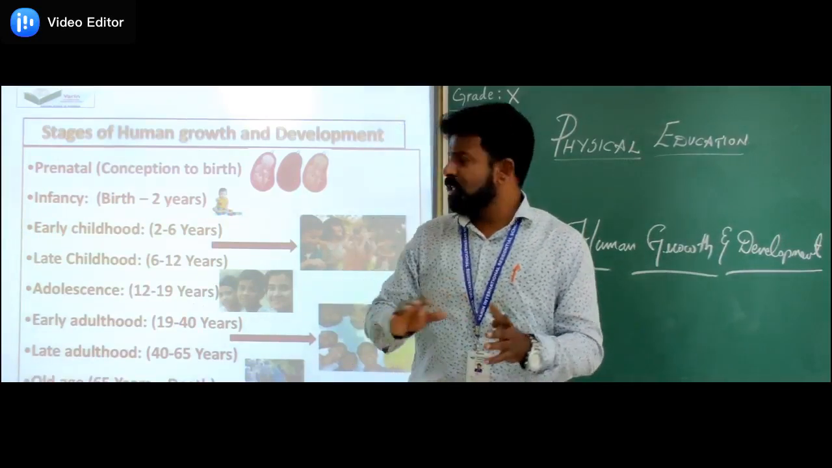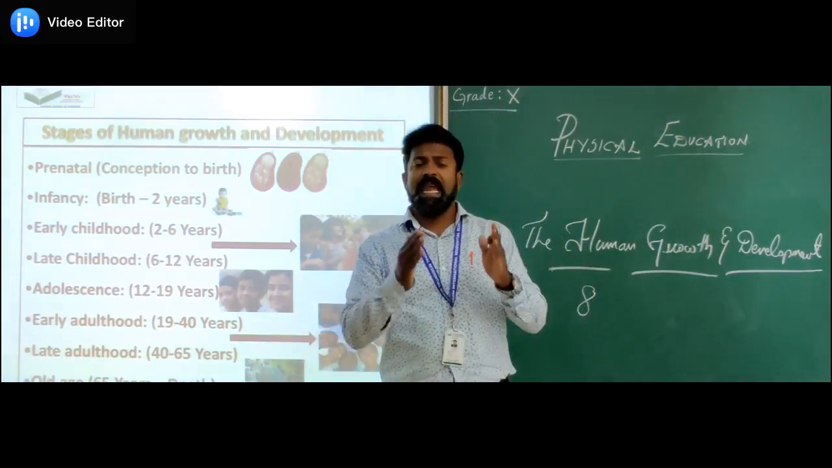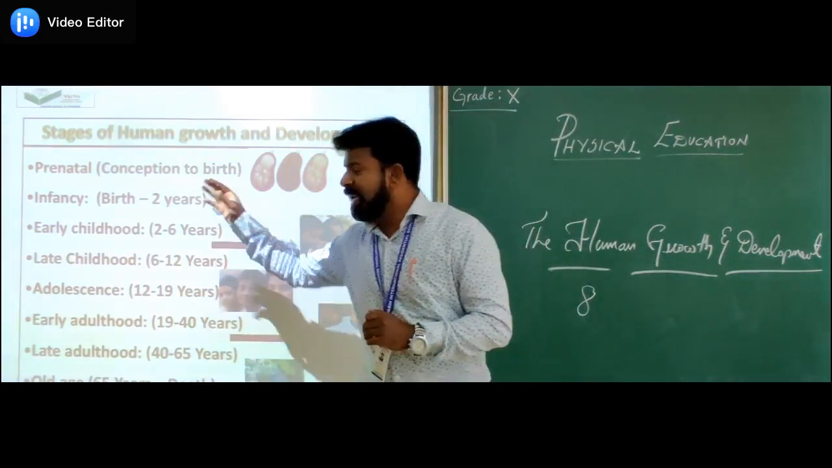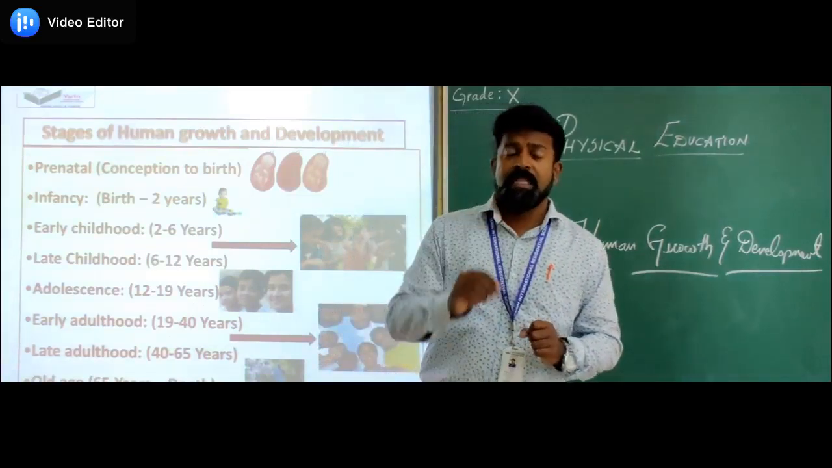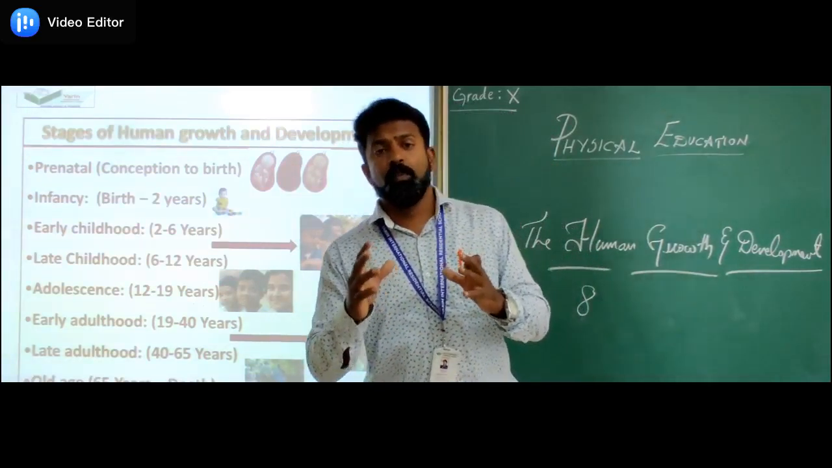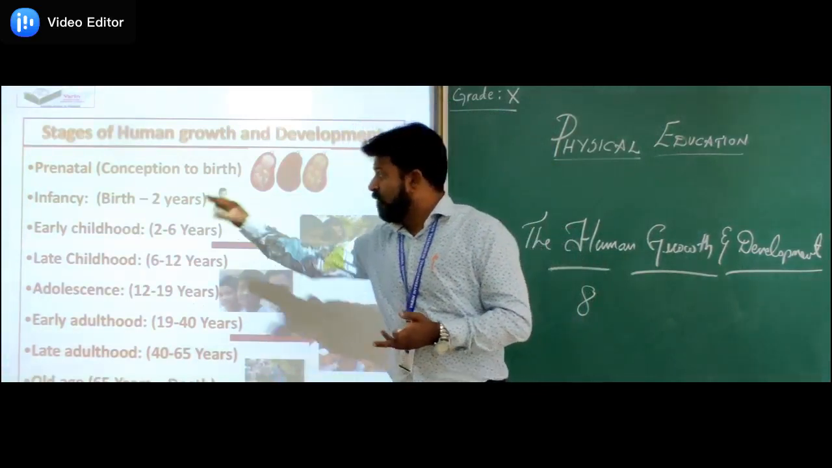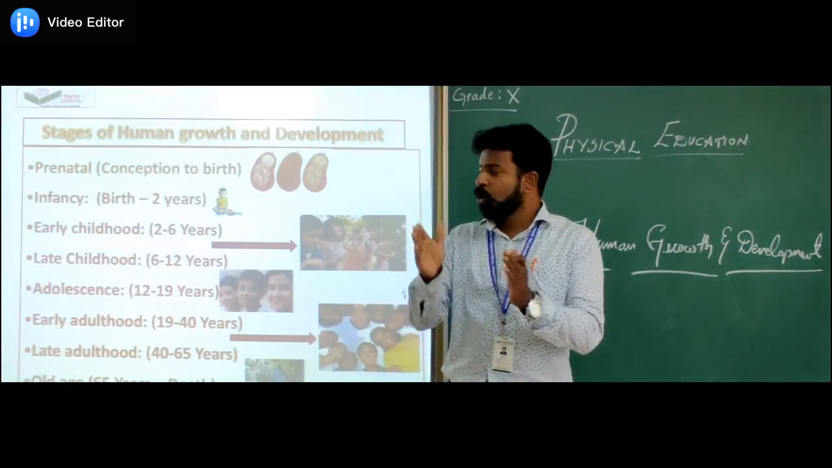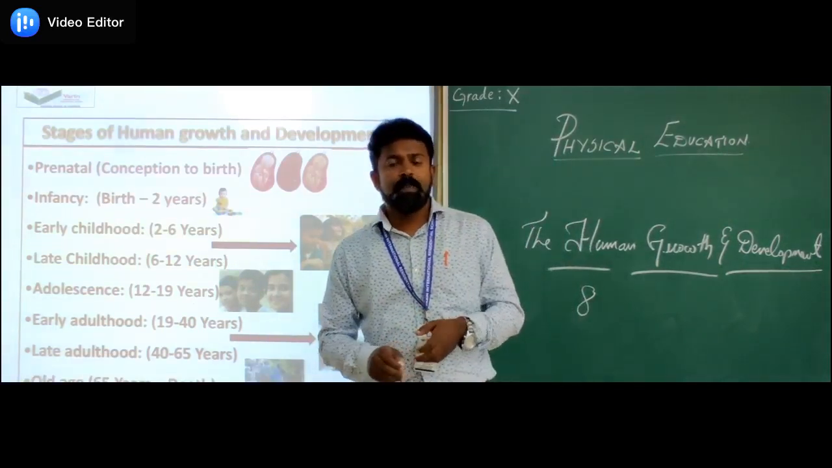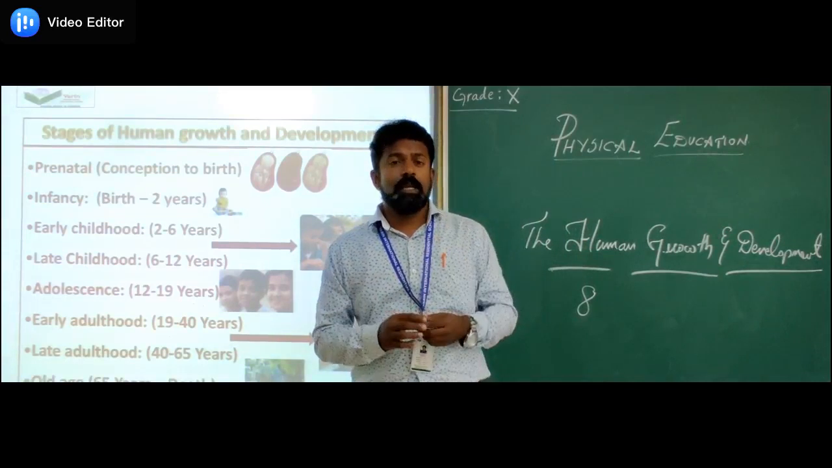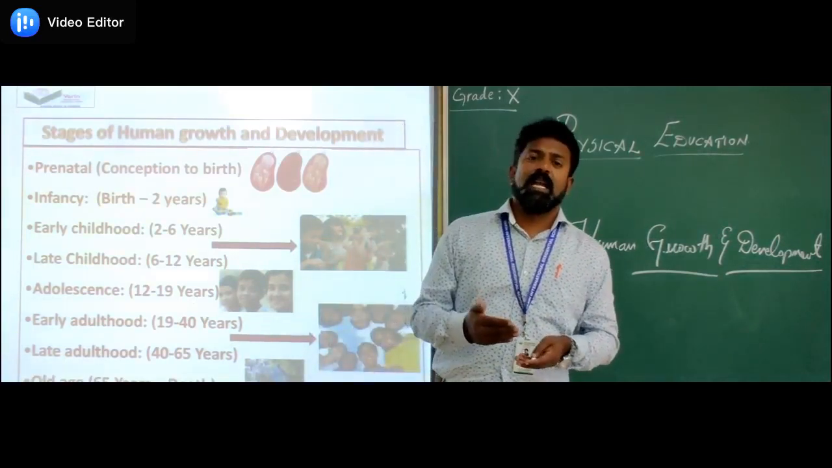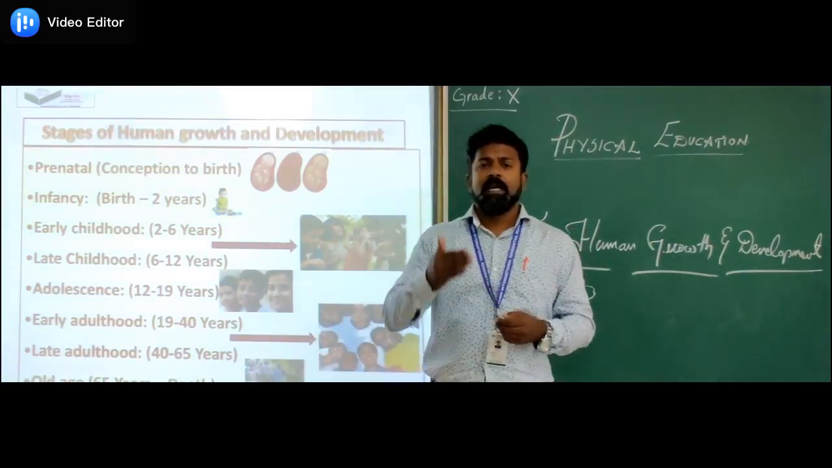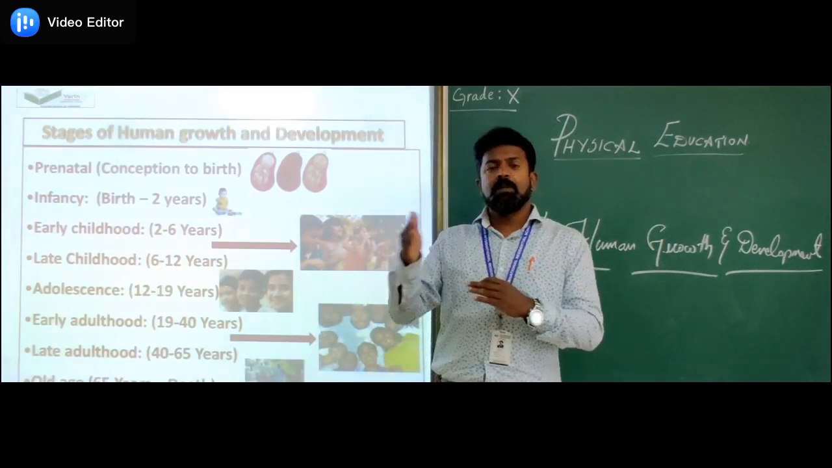So just to summarize, what are all the stages? There are a total of 8 stages in human growth and development. The first one is the prenatal stage, that is conception to birth, when you are in the mother's womb. The second comes the infancy stage, which falls between birth and 2 years. Then comes childhood. Again childhood is divided into two, early childhood and later childhood. From 2 to 6 years is called early childhood, and later childhood is between the ages of 6 to 12.